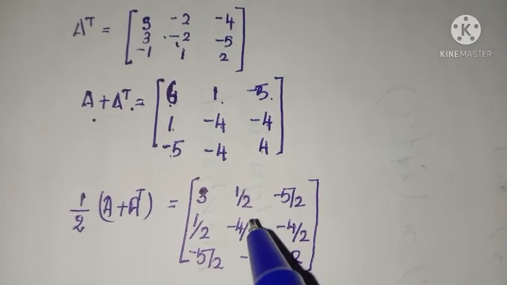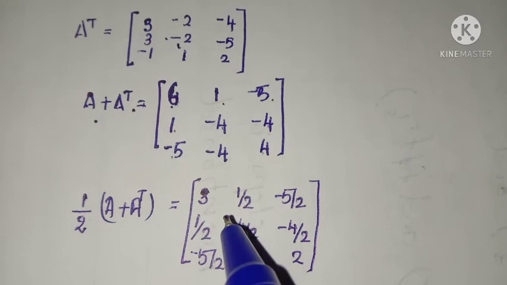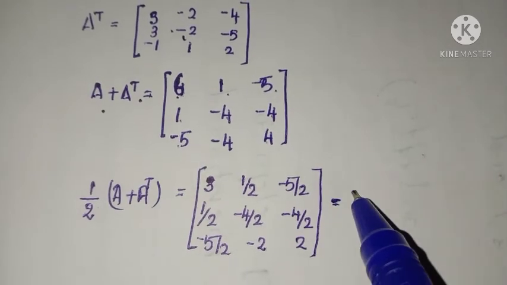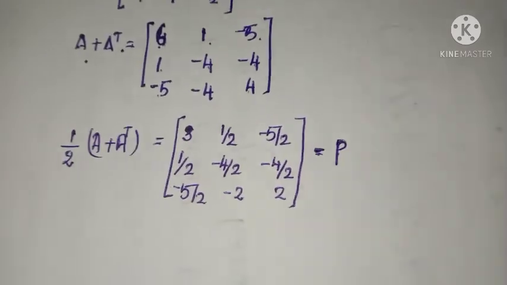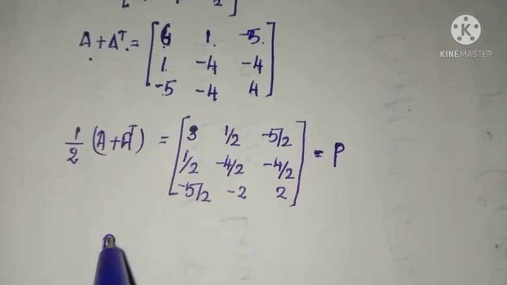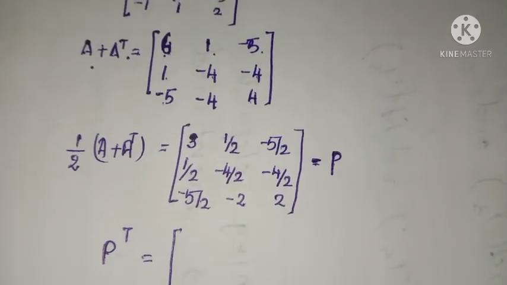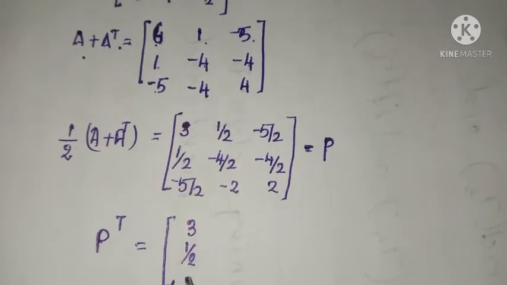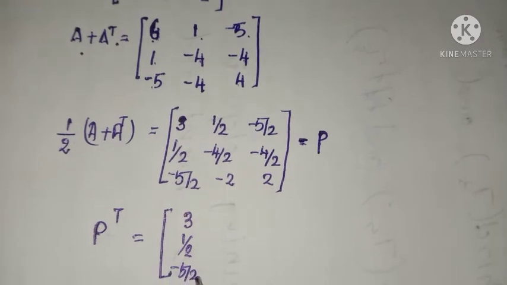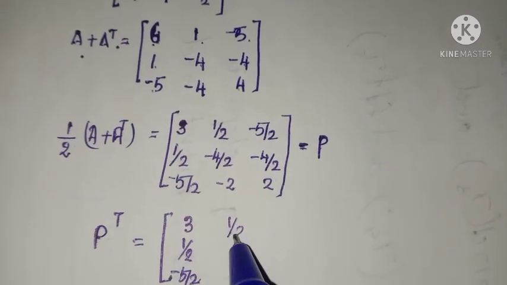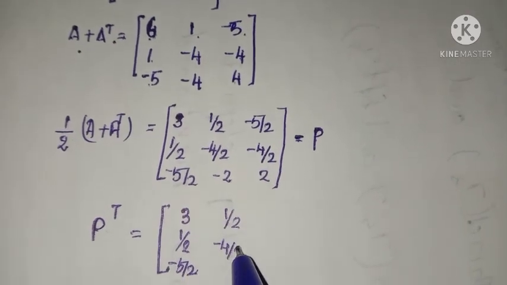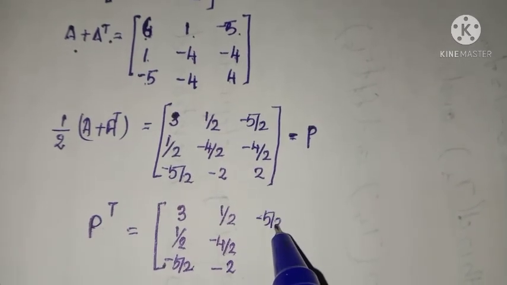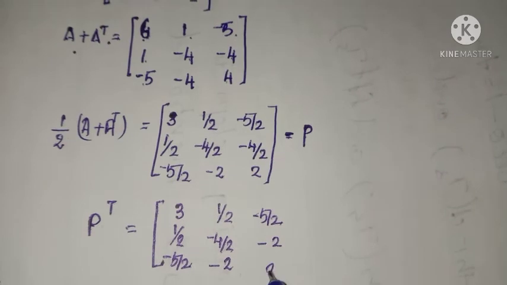Okay. Now listen, let us take this matrix as P. Now what is its transpose, P transpose? Just interchange rows as columns. So 3, 1 by 2, minus 5 by 2; 1 by 2, minus 4 by 2, minus 2; minus 5 by 2, minus 2, 2.